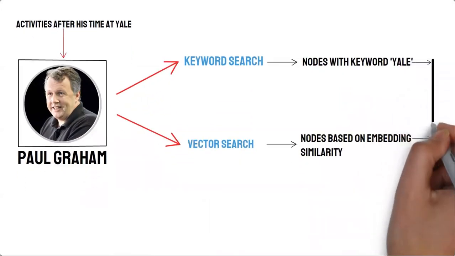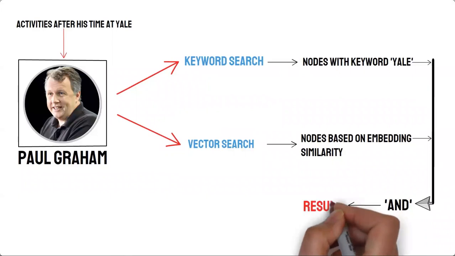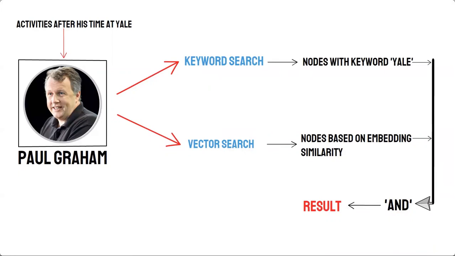So how does our hybrid search handle this situation? If we set it to "and", it will search for results that match both the keyword and vector search criteria. Since there is no direct mention of Yale in the essay, this configuration would not return any results.